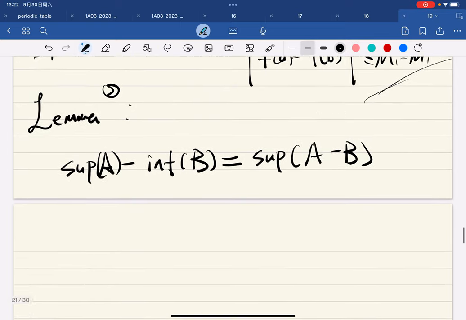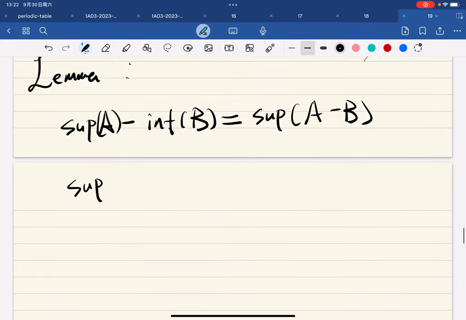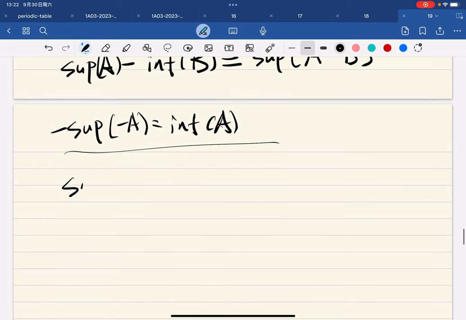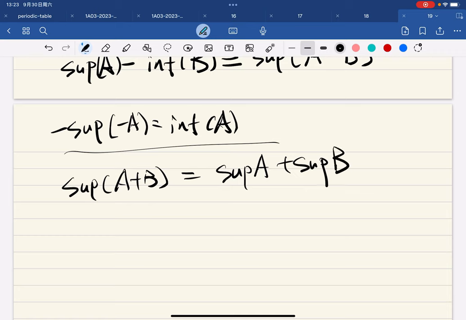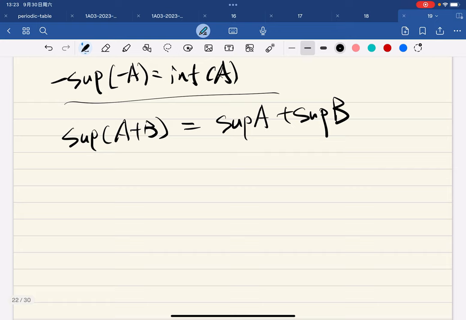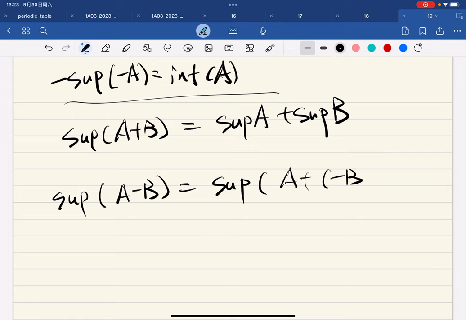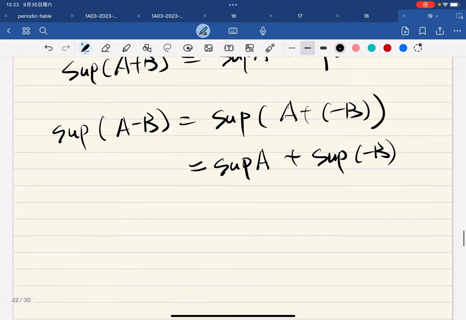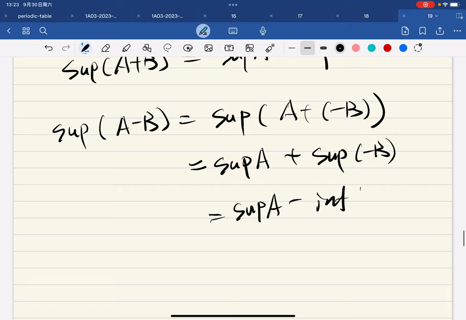This is done. Also, for this proof, we have to know that the supremum of negative A is the negative of the infimum of A. You can prove it on your own, but we're short on time, so I'll just skip this. This is trivial. The supremum of A plus B is equal to supremum A plus supremum B. Well, this is also true, but I proved them in my calculus assignments, so I'm not going to do that anymore. I'm traumatized. So we have the supremum of A minus B equals the supremum of A plus negative B. Grade 2 math. So it's just the supremum of A plus the supremum of negative B's, which is the supremum of A minus the infimum of B's.